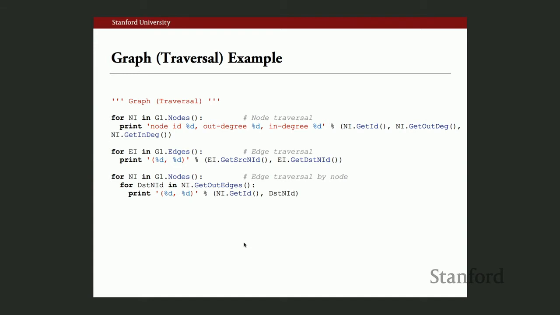The first one loops through all of the nodes and prints the node ID, the node degree, and other things. The second one prints all the edges in the graph, as well as the source and destination IDs. And the last one goes through all the nodes, in order, and for each node prints all of the neighbors of that node in the graph.